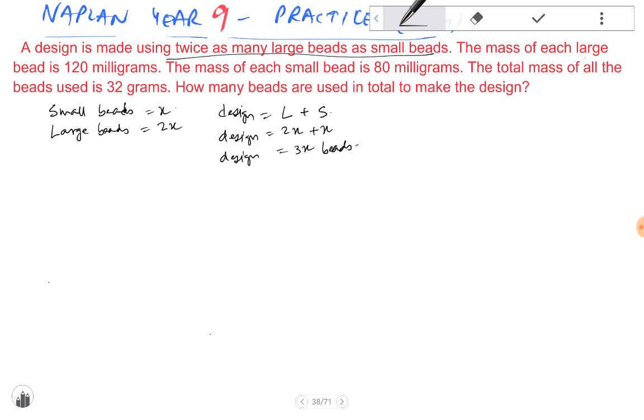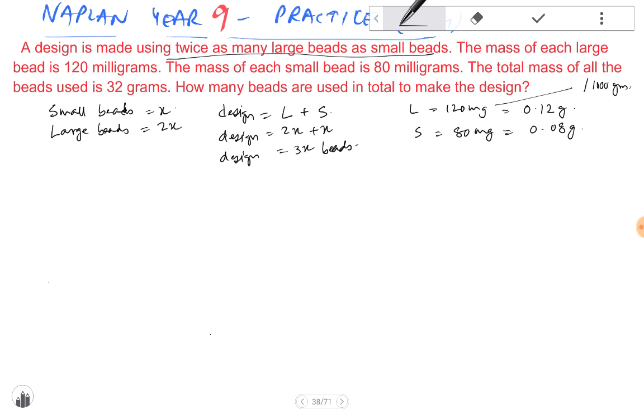Now, the second part of the question is the mass of large beads has been given as 120 milligrams. And if you convert milligrams to grams, this will be 0.12 grams. And the mass of small beads is also given as 80 milligrams. And if you convert that to grams, it becomes 0.08 grams. The reason is that we divide the original value by 1,000 to get grams.